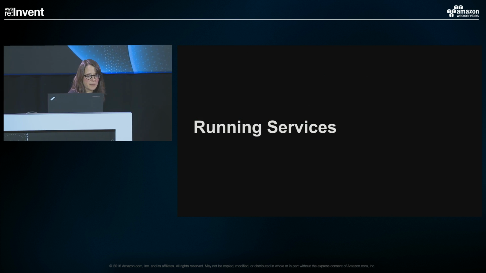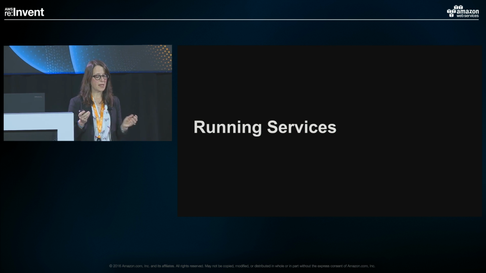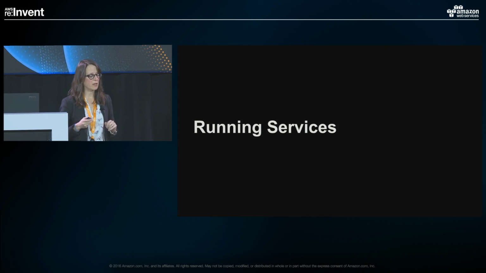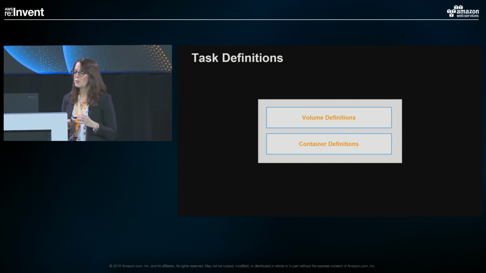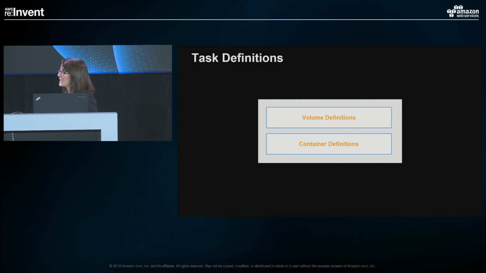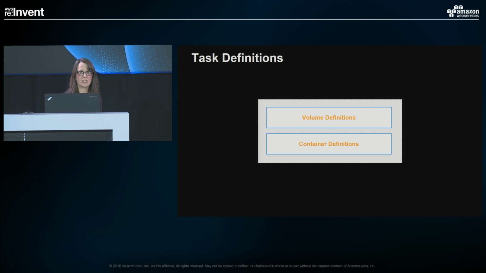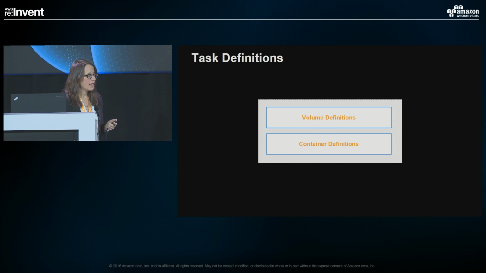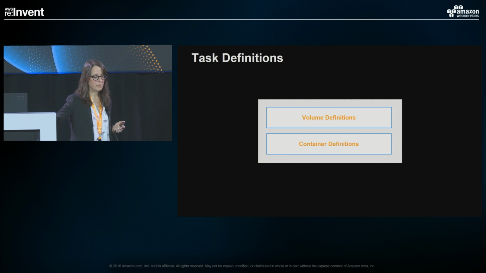So let's talk a little bit about services. So, how do you get your applications in containers distributed across your cluster? You can model your application using a task definition. And everything that's in a task definition runs on the same instance. And really, the file defines the containers that you want to run together.